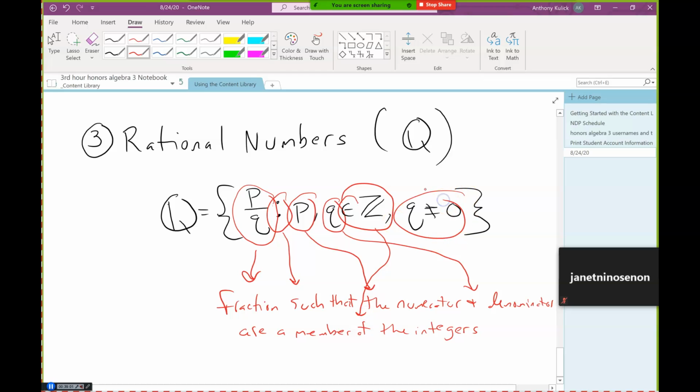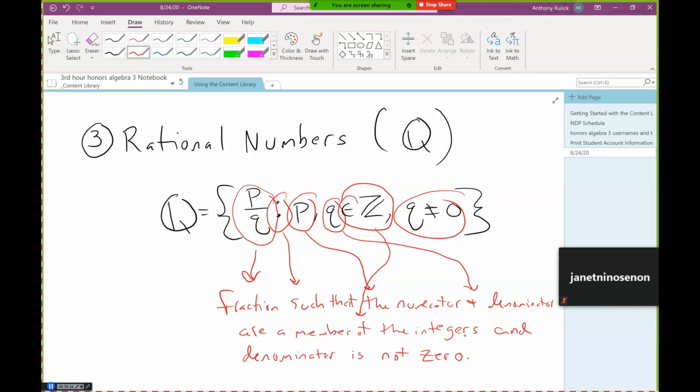And then we have this last part. What part of the fraction is the Q? And the denominator then is not 0. Okay, so we've decoded these symbols into an English language sentence, right? So we have fractions where the numerator and denominator are integers, and the denominator is non-zero. What is this basically just describing? Just fractions, right? Things that we can write as fractions.